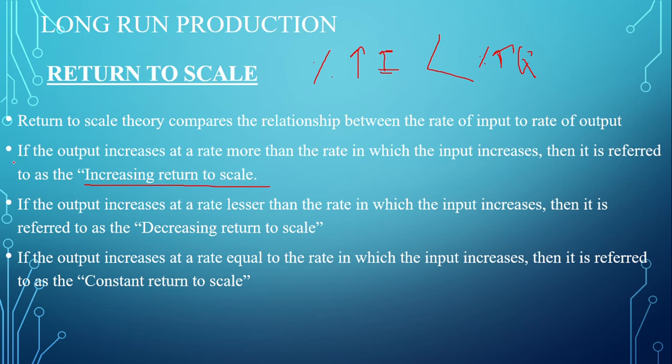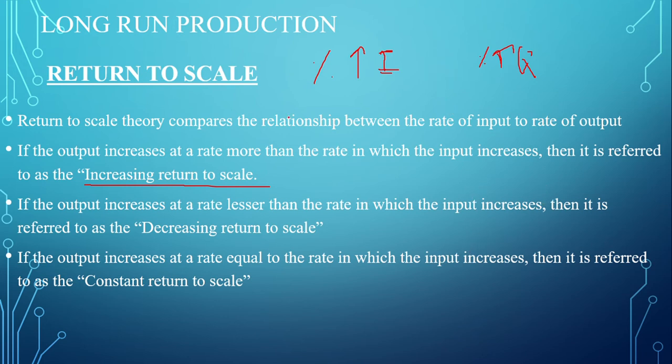So that is what I explained here. If the output increases at a rate more than the rate at which the input increases, then it is referred to as increasing returns to scale. Clear? Okay, this can occur the other way also.